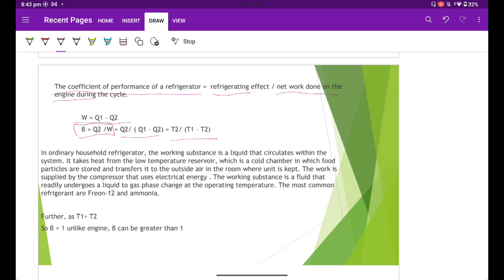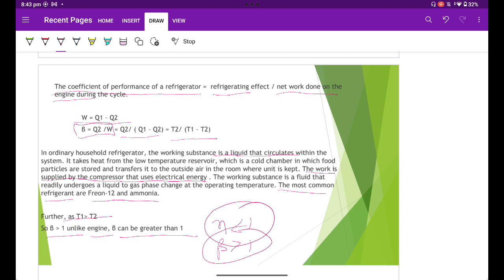This is what I was saying, that in an ordinary household refrigerator, the working substance is a liquid that circulates within the system. Work is supplied by the compressor that uses electrical energy, and the most common refrigerants are Freon 12 and ammonia. Further, a point to be noted: as T1 is greater than T2, beta can be greater than 1, unlike the engine, where efficiency is always less than 1.